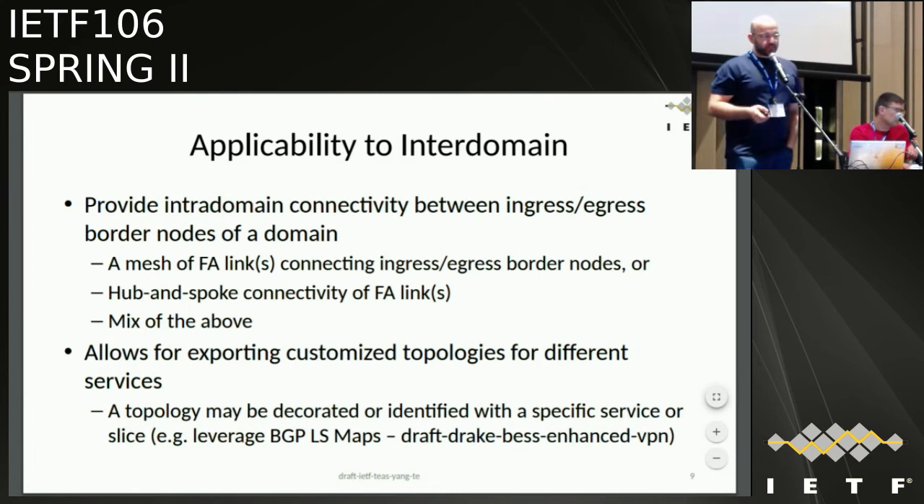There is an application for this, as I slightly hinted at in the main talk. We can provide the connectivity from ingress to egress using such FA links. Once we have that, the end-to-end path is just a concatenation of these FA LSPs. You can do a full mesh of FA links between the egress and ingress border nodes, or you can do hub and spoke type of FA links and export that.